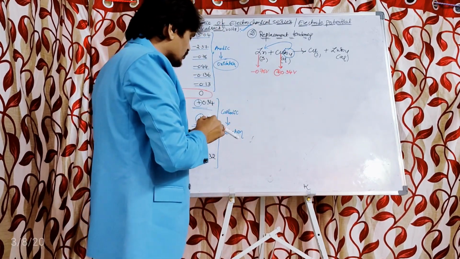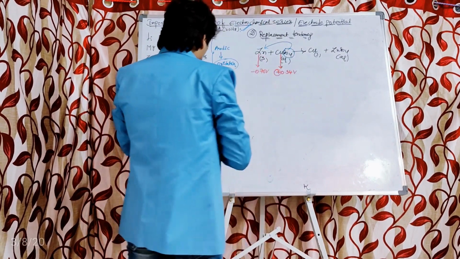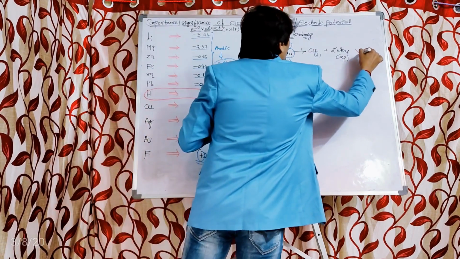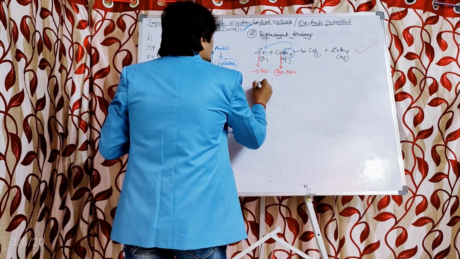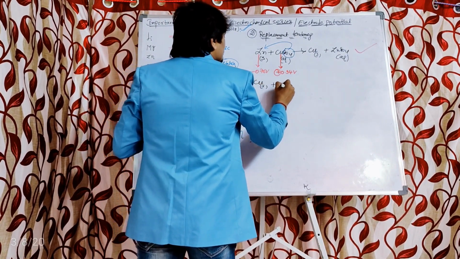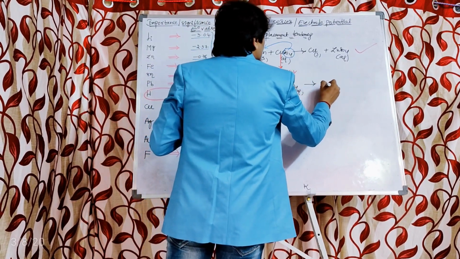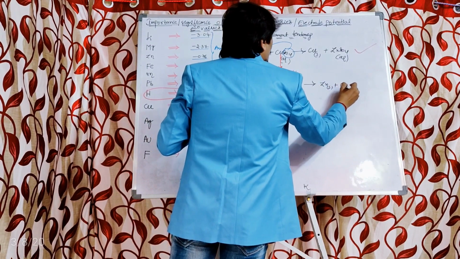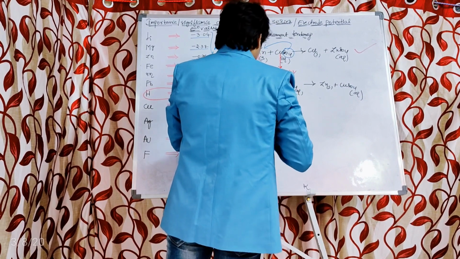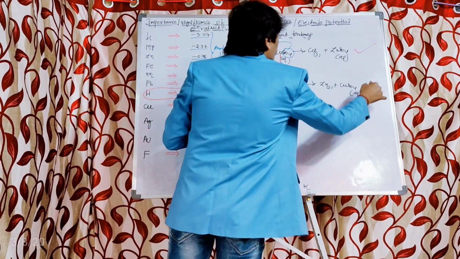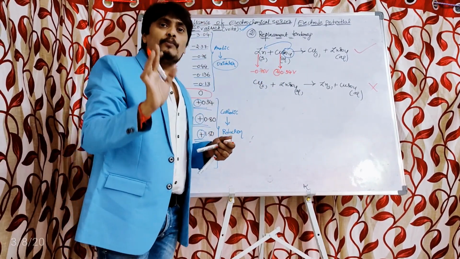So that is the reason, students. This particular reaction is possible between the zinc and the copper. What is not possible between the zinc and the copper? Copper solid plus zinc sulfate aqueous, giving rise to zinc solid plus copper sulfate aqueous. This particular reaction is not possible. Why is it not possible? I have already explained it to you. I hope you understood this.